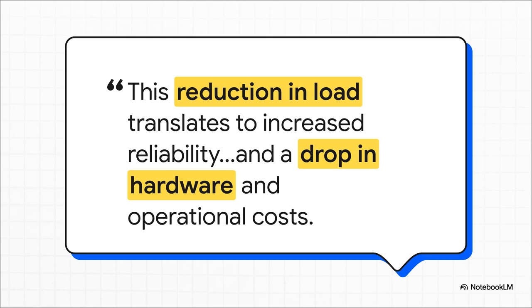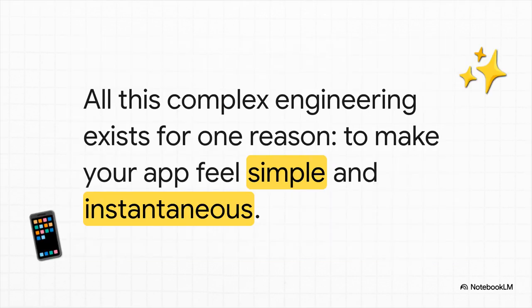And hey, don't just take my word for it. The Uber engineering team themselves said it best. This huge reduction in load meant the app was way more reliable. And on top of that, it led to a massive drop in hardware and operational costs. It was a total win-win. So the next time you open that Uber app and you see those little cars just gliding smoothly across the map, you'll know. All of this incredible, complex engineering, the thundering herds, the leader-follower models, the negative caching, all of it exists for just one simple reason: to create that seamless, simple, and totally instantaneous experience for you.